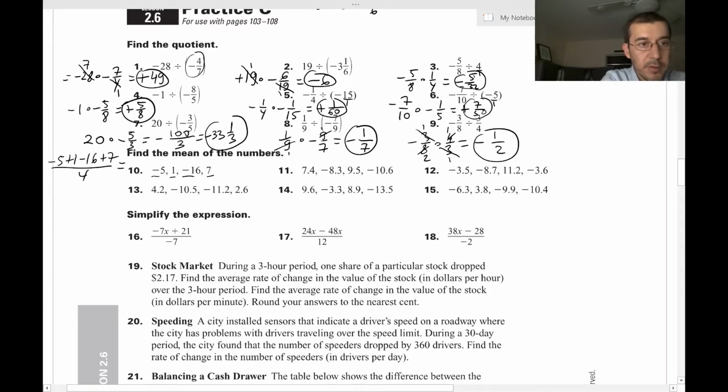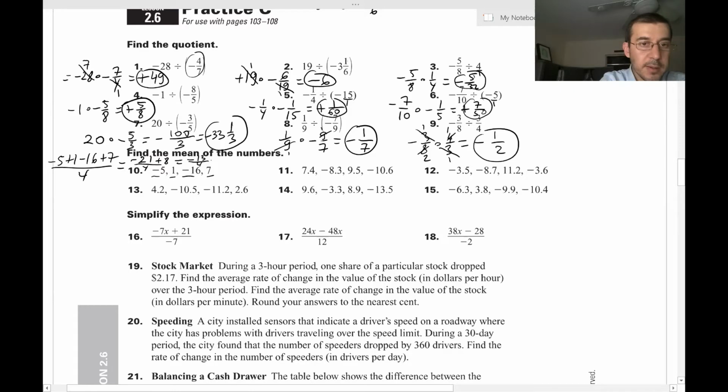So here minus 5 and minus 16 is minus 21. Plus 7 and plus 1 is plus 8 over 4. Or this minus 21 plus 8 is minus 13 over 4. So minus 13 over 4. That's the mean of the numbers.